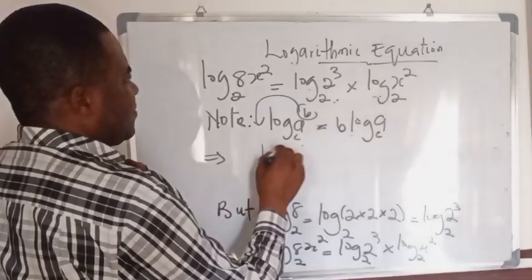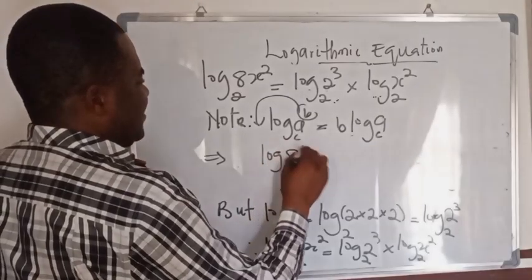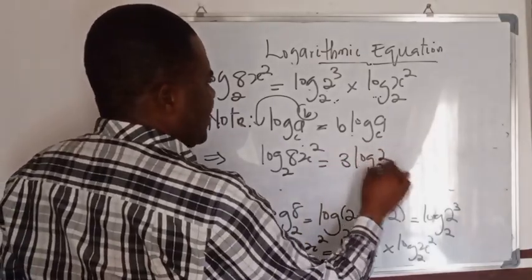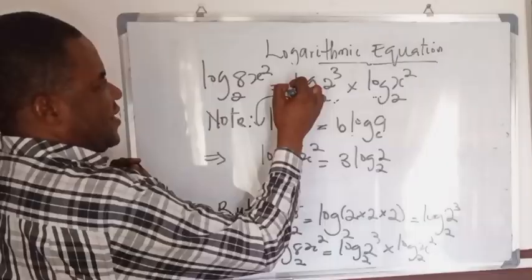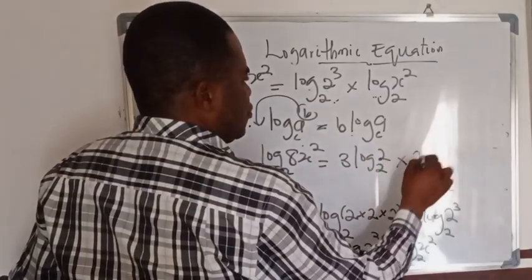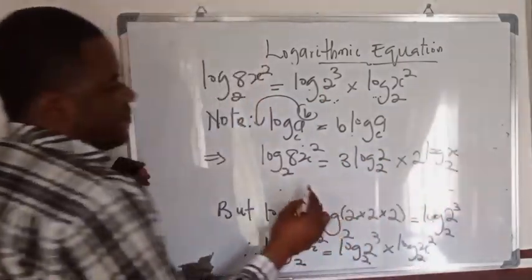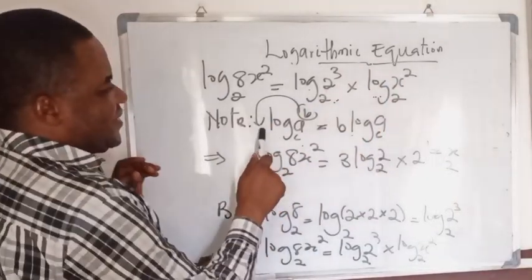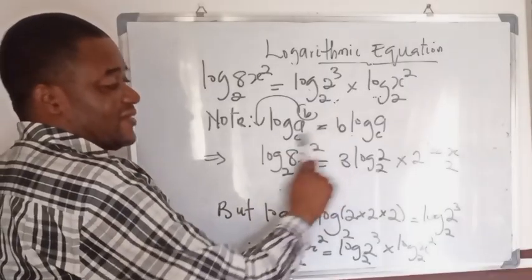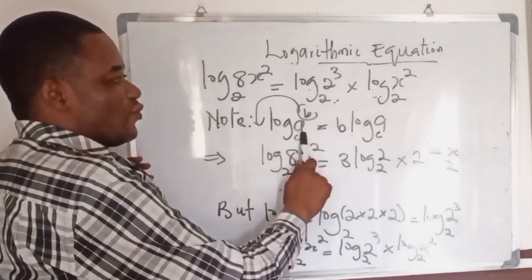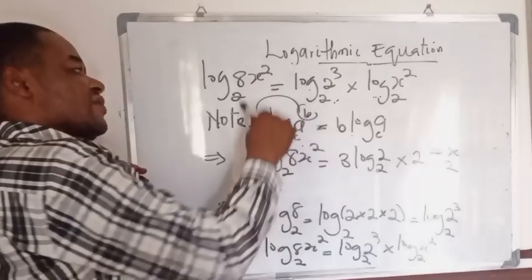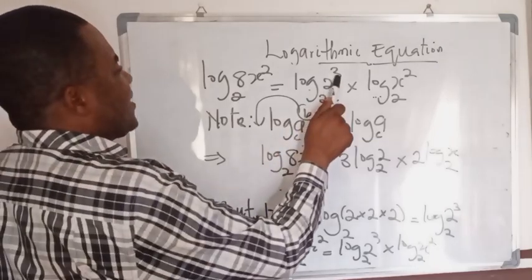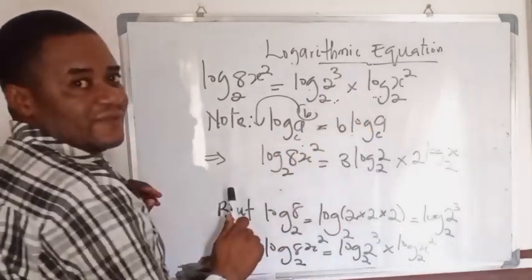The log of 8x squared base 2 is also written as 3 times the log of 2 base 2, which is this. We have taken the 3 behind the log, times 2 log x base 2. That means we have taken the 2 behind the log. That is, we have followed this rule of the logarithm. So when you have an exponent, you take the exponent from the superscript, behind the log. Okay, so we are going to take this behind the log, and we have this equation.